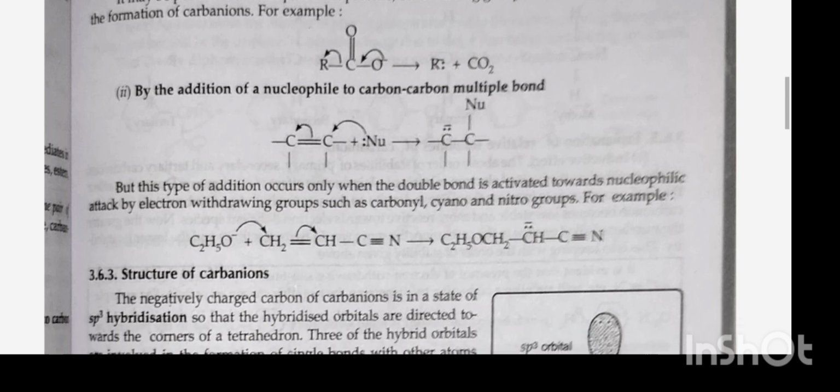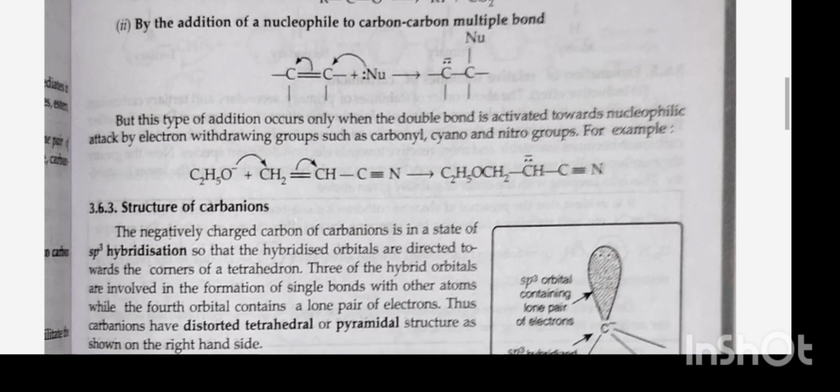Second, by the addition of a nucleophile to the carbon-carbon multiple bond. But this type of addition occurs only when the double bond is activated to nucleophilic attack by electron withdrawing groups such as carbonyl, cyano and nitro groups.